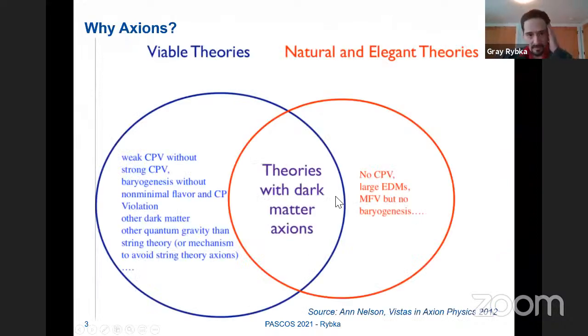Right, why axions? This is just my favorite theorist slide because it's a plot I can actually understand, is that theories with dark matter axions are natural, elegant, and still viable, which is not true of many other things out there. So they're worth looking for.